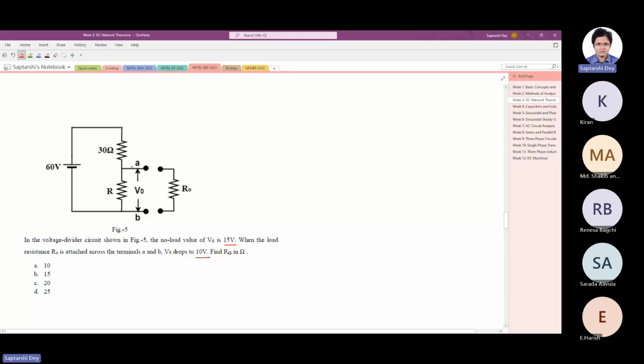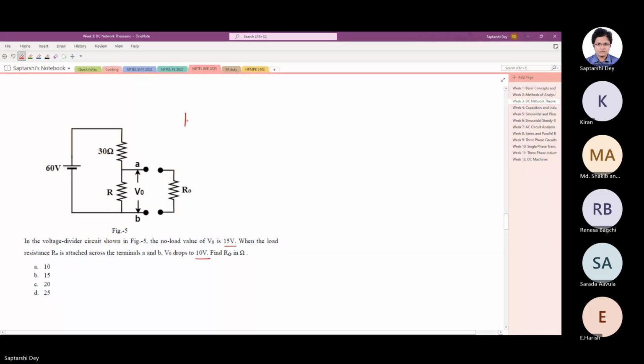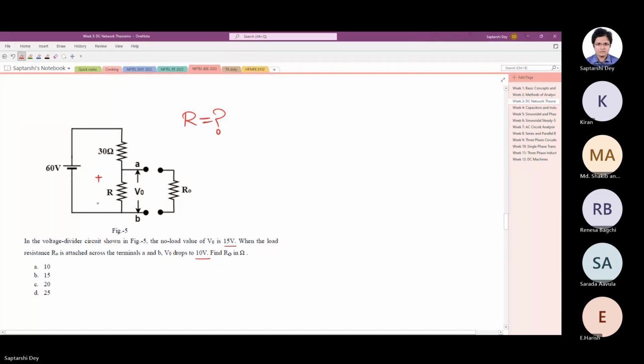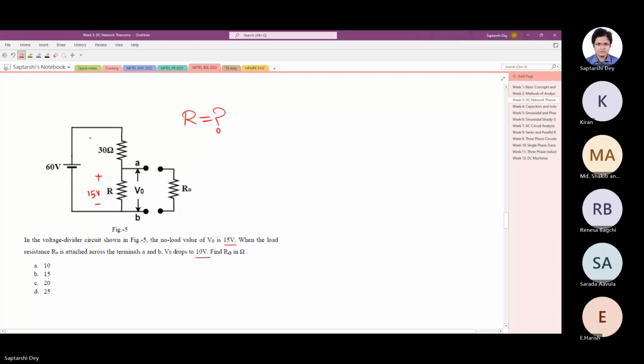So basically this is a potential divider or a voltage divider circuit, and the load is supplied through the AB terminal. Okay, we connect the load at the AB terminal. Now when there is no load, which is the no load voltage they're saying, it is 15 volt. So from this information, we can find out the value of R first. So 60 volt, and at no load, this is 15 volt. So this must be 45 volt.